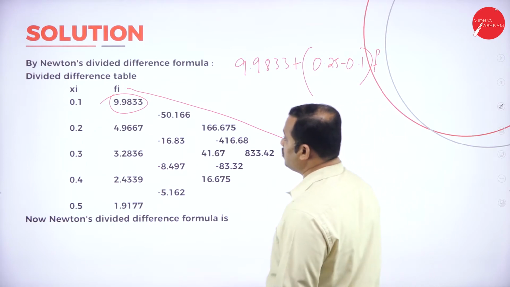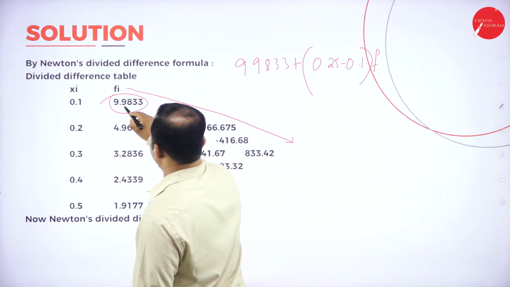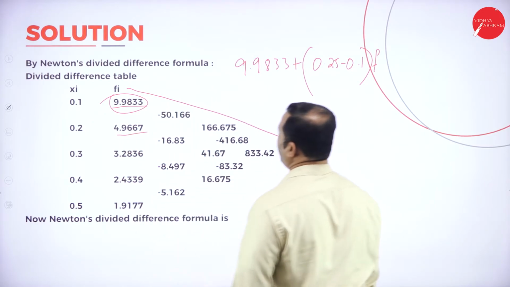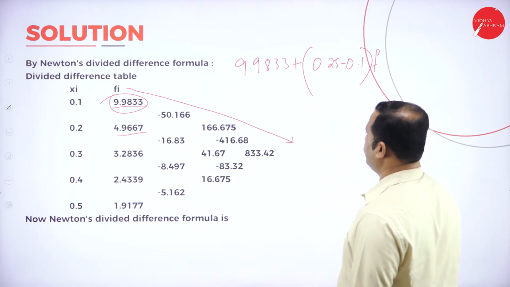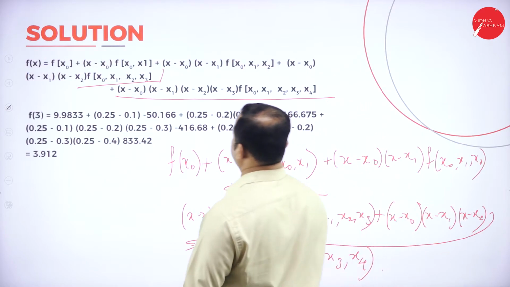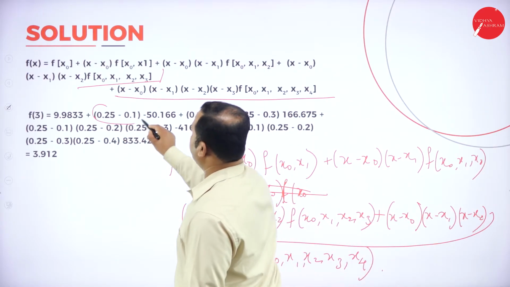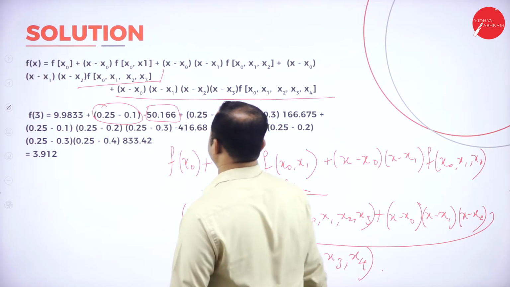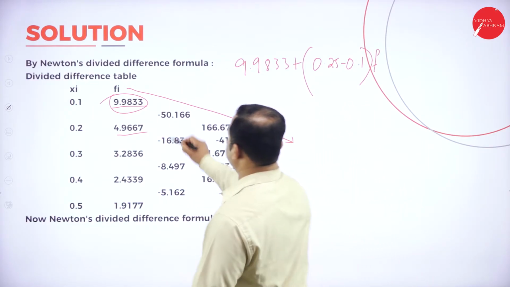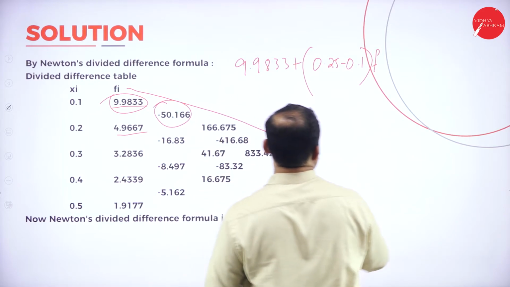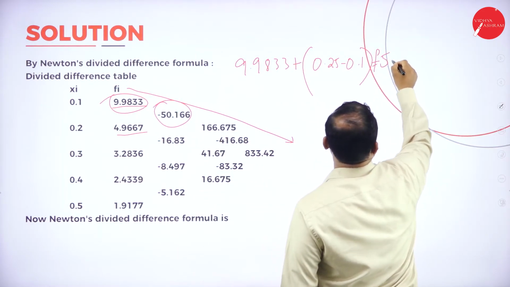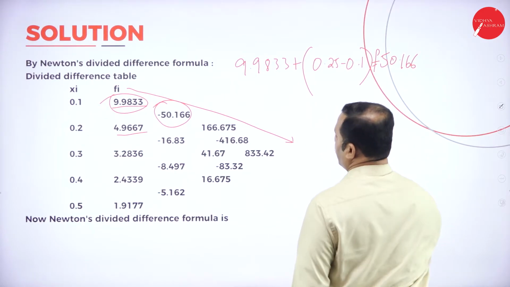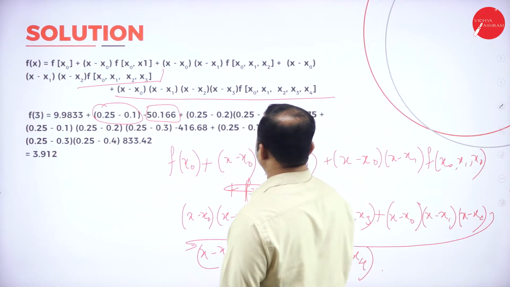What is f of x0 comma x1? This is x0, x1 is this. So we have the terms like this. If that is the case, what has to be done here? See here, 0.25 minus 0.1 minus 50.166. 50.166 is where it is here. So this has to be multiplied by minus 50.166.